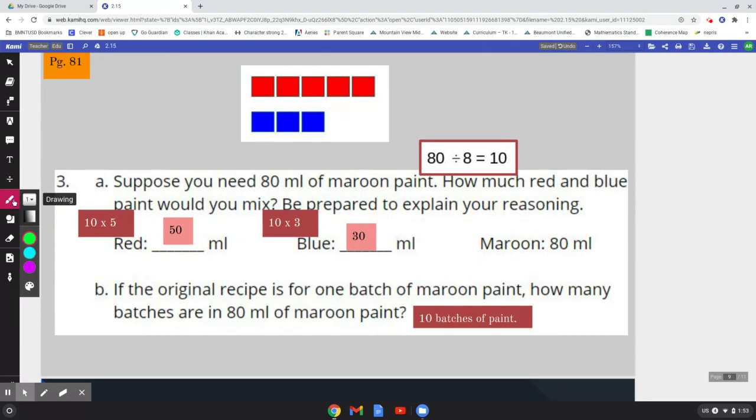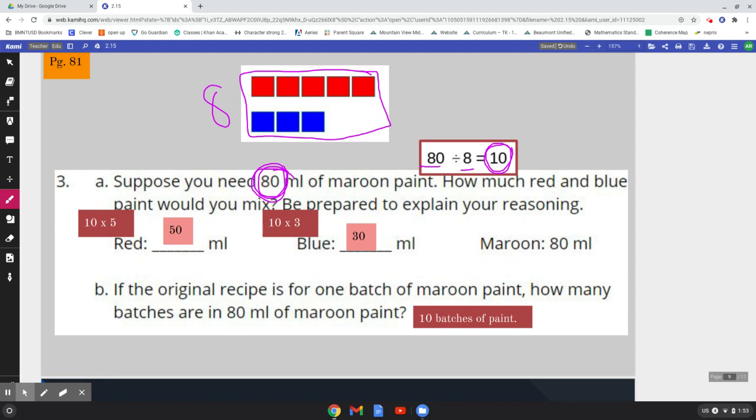So now we move to our next one, and it says, suppose you need 80 milliliters of maroon paint. How much red and blue paint would you mix? So here's what I did to start out. This is what I keep teaching you guys. I took this 80, and I divided it by 8 because there are 8 of these in it. So 80 divided by 8 is 10. So my unit rate, or my per one, however you want to look at this, is 10.